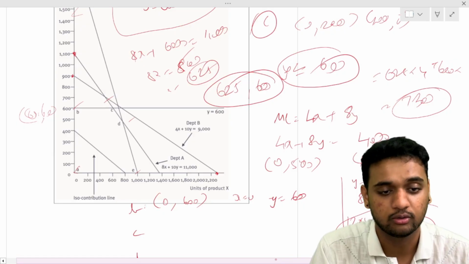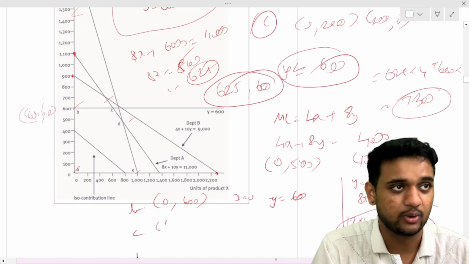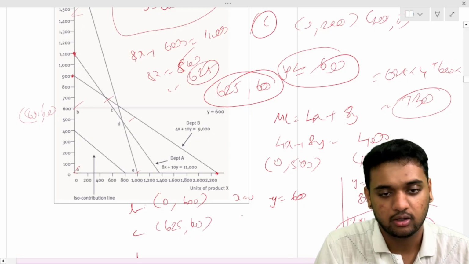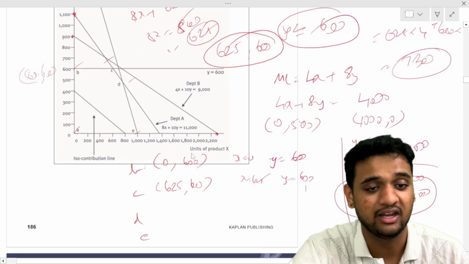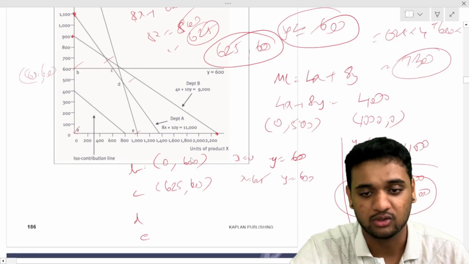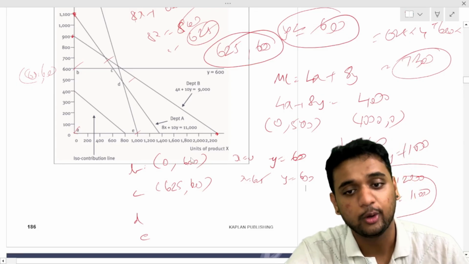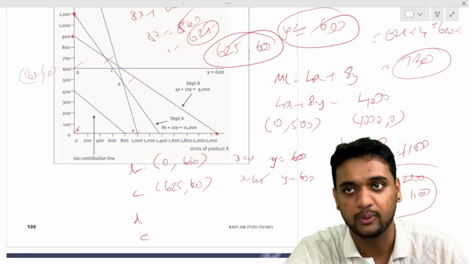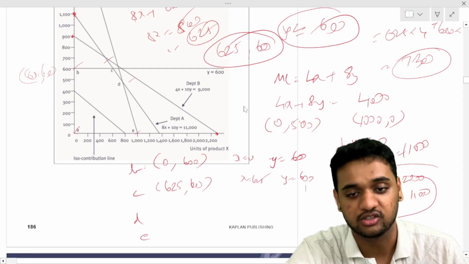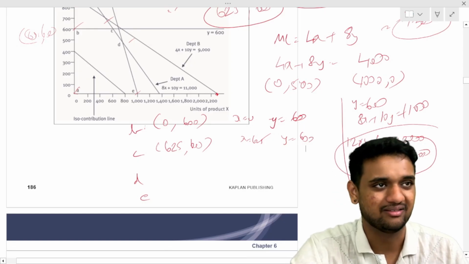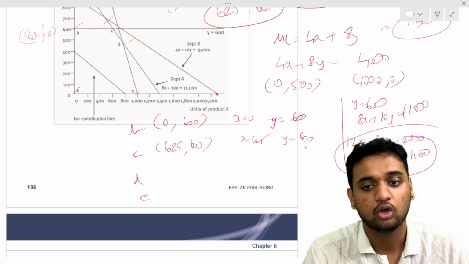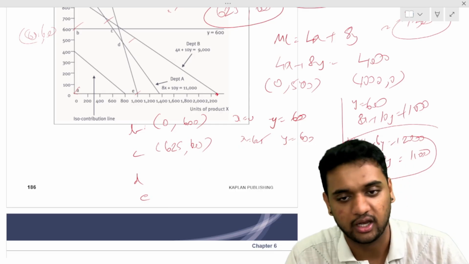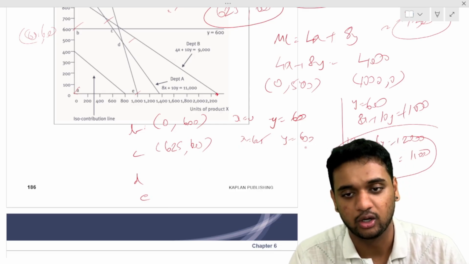What x and y did we find? X is 625 and Y is 600, so 625 comma 600. D is also an intersection of 2 lines: 12x plus 6y is equal to 12,000 and 8x plus 10y is equal to 11,000. Do you know how to calculate using 2 equations? Elimination: multiply by a common factor and do elimination. Solve the 2 equations, find out and tell me how much you are getting.